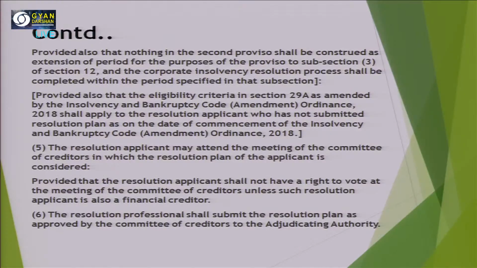So the eligibility as amended by the ordinance will also apply to the resolution applicant who has submitted the plan before 2018. Then the resolution applicant has to be allowed to attend the meeting. For negotiations he is required, but he will not have a right to vote there. And the resolution professional shall submit the plan. Now that the COC has approved it, the resolution professional will finally go to the adjudicating authority under section 30 subsection 6.